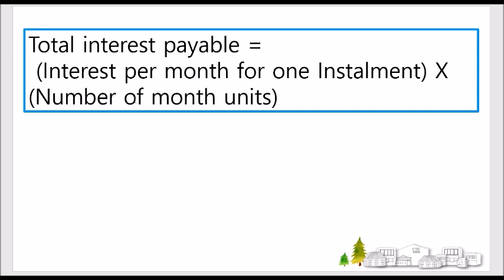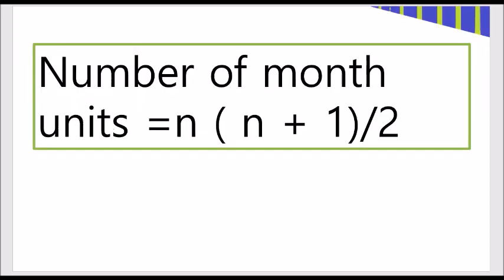Right. Okay, children. Now, this is the next one, number of month units. How do you find number of month units? By using this formula: n times n plus 1 divided by 2. What stands for n? n is the number of months that you have agreed to settle the loan. As in our previous example, we can substitute 5 for n.